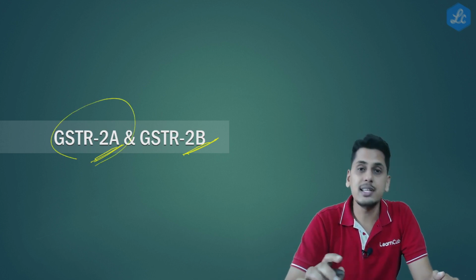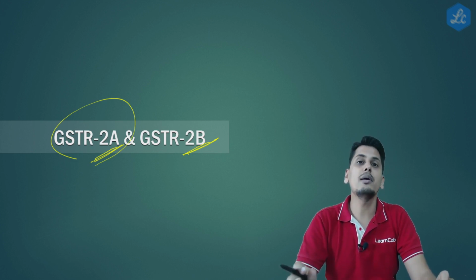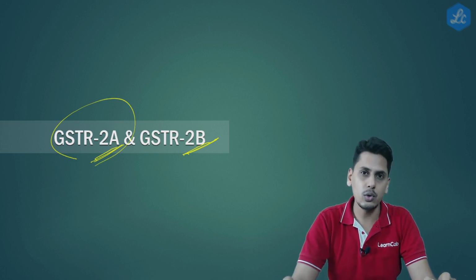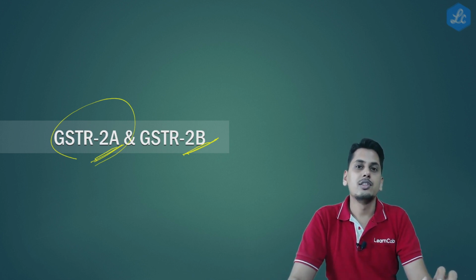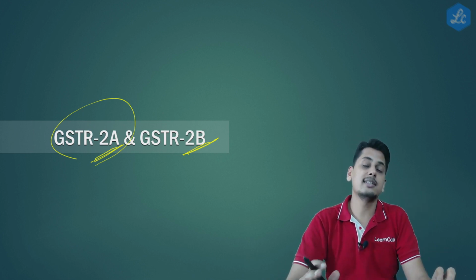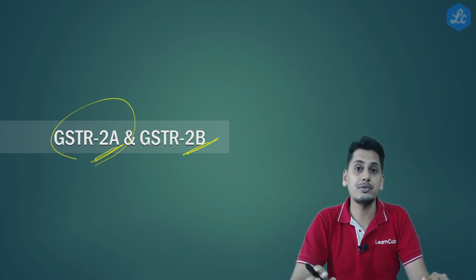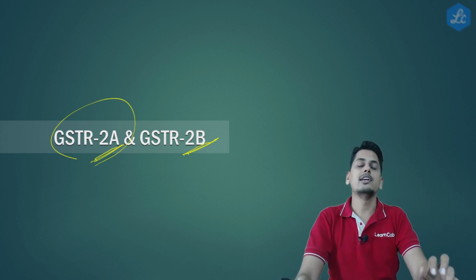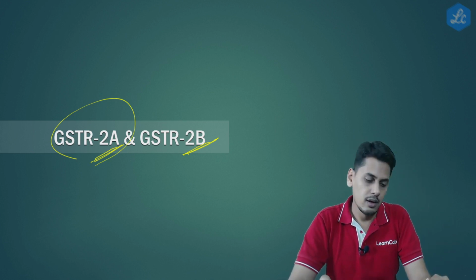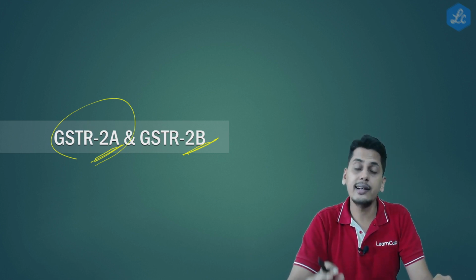Now friends, what is GSTR 2A? GSTR 2A is a result of GSTR 1 being filed, which means that GSTR 1 is the input and GSTR 2A is the output. Whatever the details of outward supplies which are furnished by my suppliers would appear in GSTR 2A. Now friends, let's suppose there is an invoice dated August.